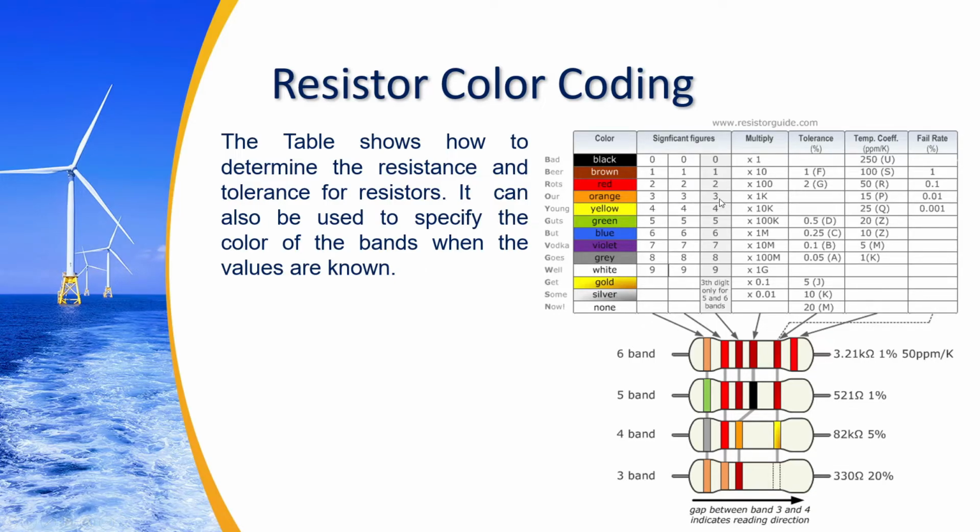Okay, so dito, pansin natin na meron tayong significant figures, multiplier, tolerance, temperature coefficient, and the fail rate. Okay, so dito sa pinakamababang strip ng color code, which is the 3 band, yung dalawang strip daw dyan is para kay significant figures. Then yung pangatlo is para kay multiplier. Wala tayong tolerance. Pero, kapag nag-4 band na tayo, yung pang-apat na band is para kay tolerance.